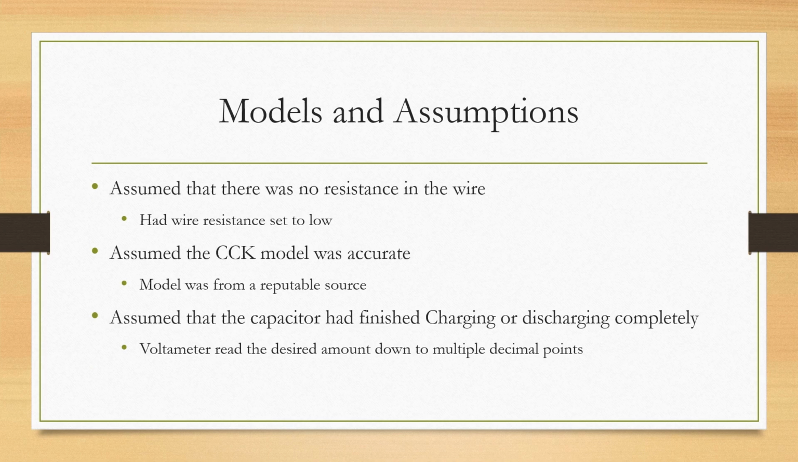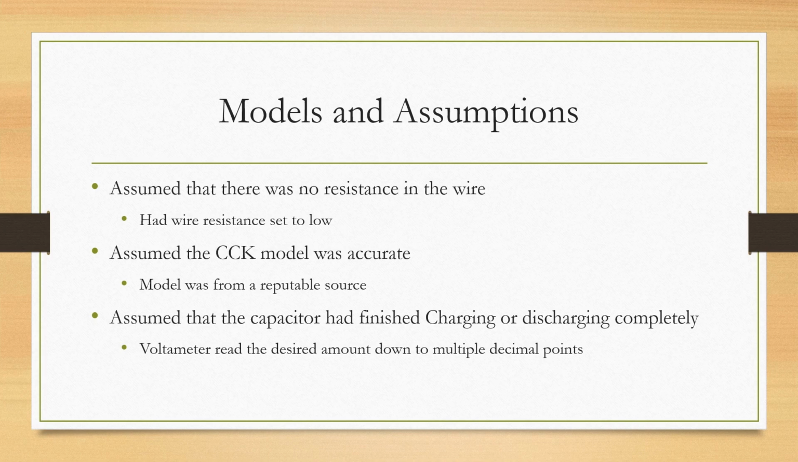In this lab, I assumed that there was no resistance in the wire. This was reasonable because I had the resistance in the wire set as low as possible in my model. I also assumed that the CCK current model was accurate. This was reasonable because the model is from a reputable source.